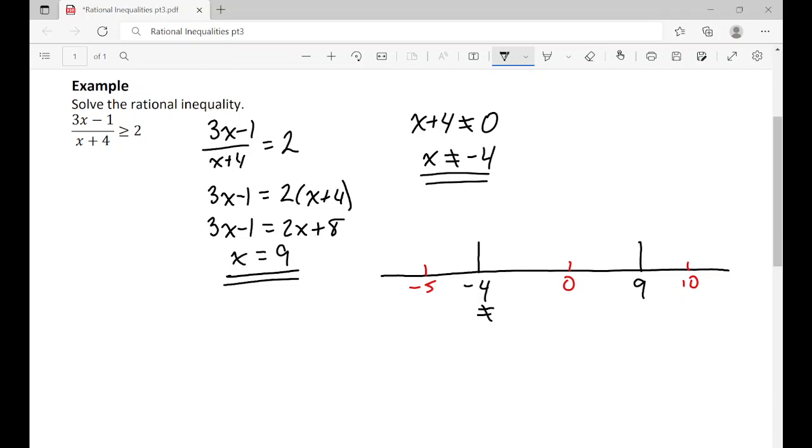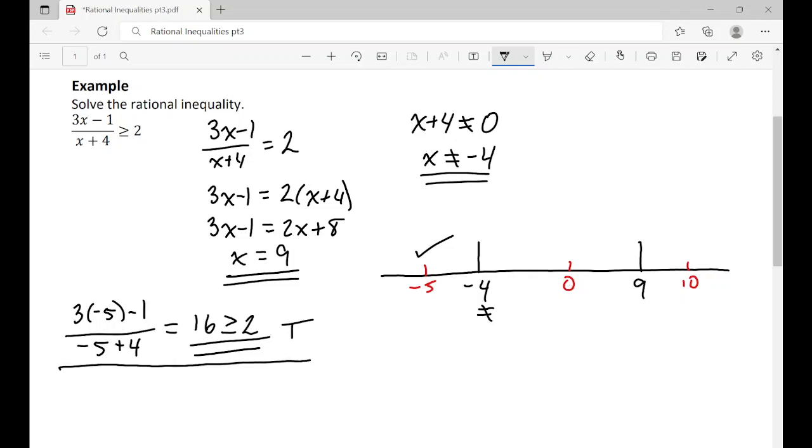So first up, negative 5. So 3 times negative 5 minus 1 over negative 5 plus 4. And so when I work out everything, I'm going to end up getting a positive 16. And is that greater than or equal to 2? The answer is yes. 16 is greater than or equal to 2. So since it's true, big check, because I know everything in that area is good.